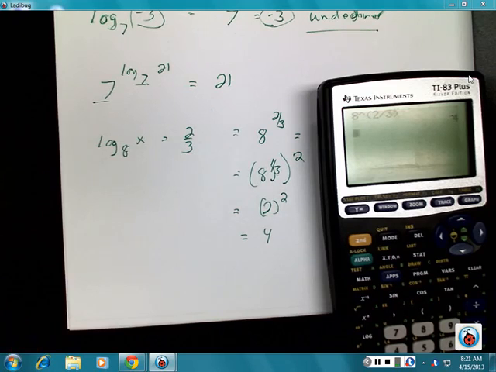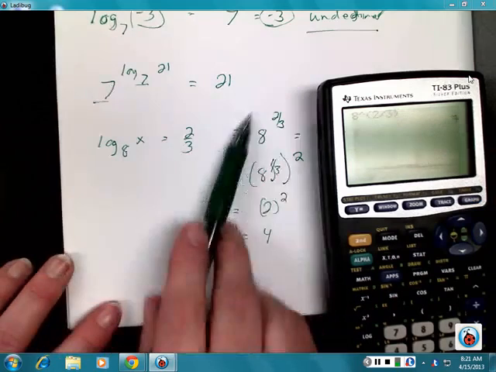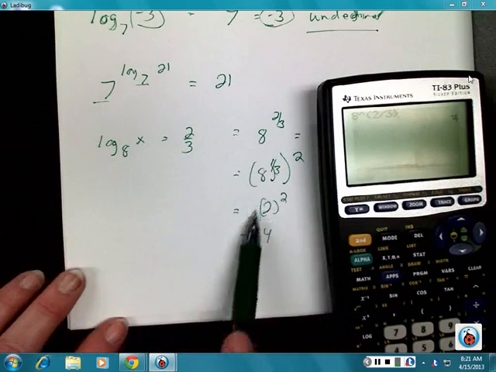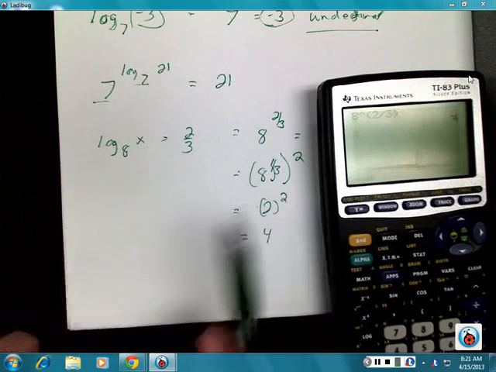So when you reverse these, you can end up using your calculator to help you out with them instead of reversing it. But we can do it by hand and end up reversing it.